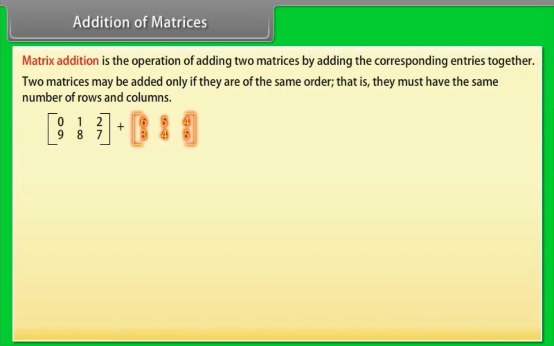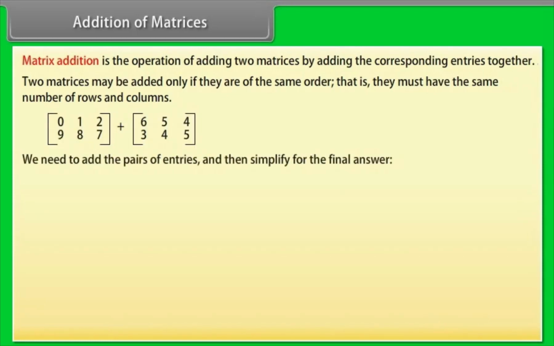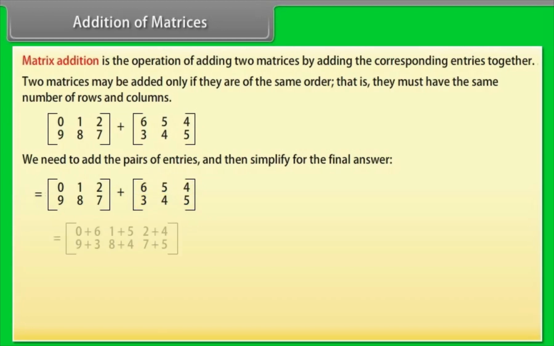Let's add these matrices. We need to add the pairs of entries and then simplify for the final answer. Row-wise, first row 0, 1, 2, second row 9, 8, 7, plus row-wise, first row 6, 5, 4, second row 3, 4, 5. Row-wise, first row 0 plus 6, 1 plus 5, 2 plus 4.